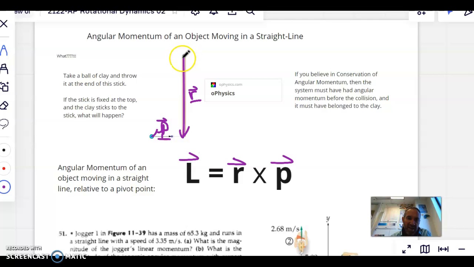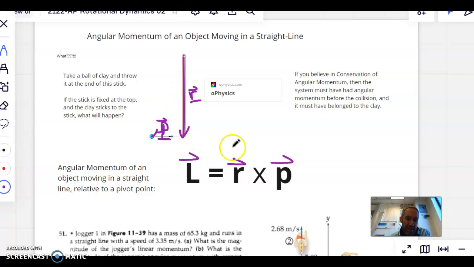So I'm not really as interested in this distance right here. I'm going to get rid of that. I'm interested in the perpendicular distance between the pivot point down to the line that the momentum is acting on. I don't really want to call it a line of action, but it's a lot like that.